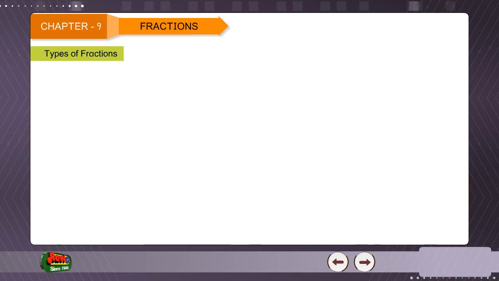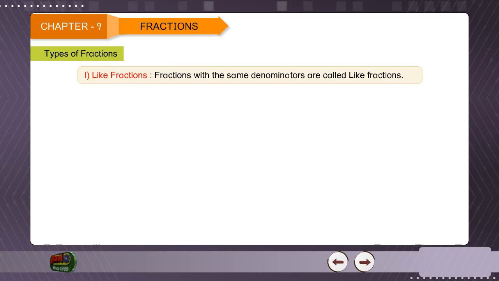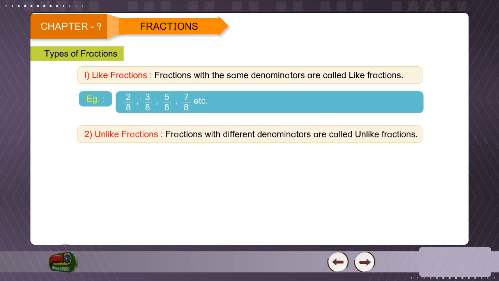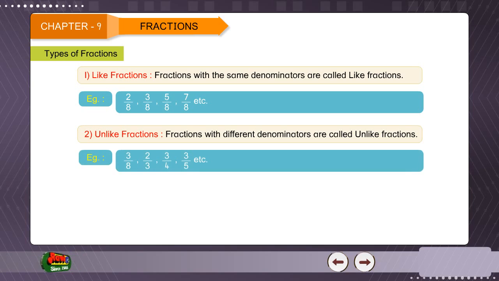Types of fractions. 1. Like fractions. Fractions with the same denominators are called like fractions. Example: 2 by 8, 3 by 8, 5 by 8, 7 by 8, etc. 2. Unlike fractions. Fractions with different denominators are called unlike fractions. Example: 3 by 8, 2 by 3, 3 by 4, 3 by 5, etc.